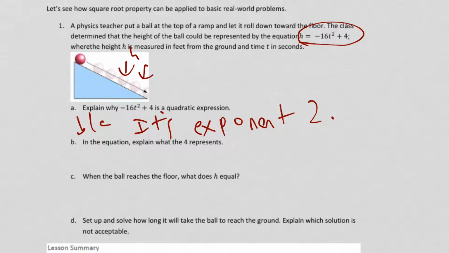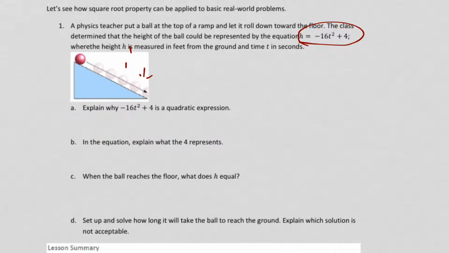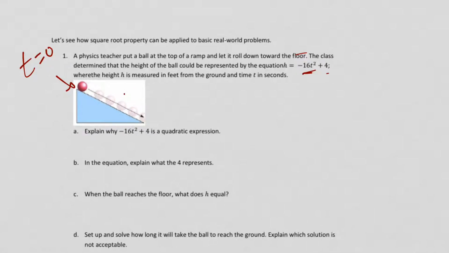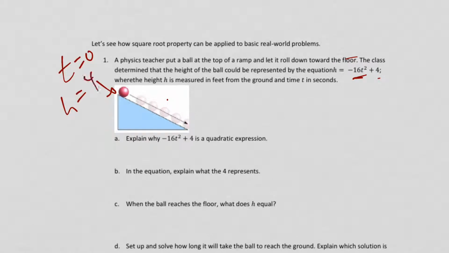In the equation, guess what 4 represents? 4 represents the initial height of the ball. And here's what I mean by that. To find the initial height, when you start your timer, you don't start at 1 second, you start at 0 seconds. So at 0 seconds, if you plug it into here, you're just going to get a height of 4. Well, the 4 here represents the initial height, where the ball starts from.